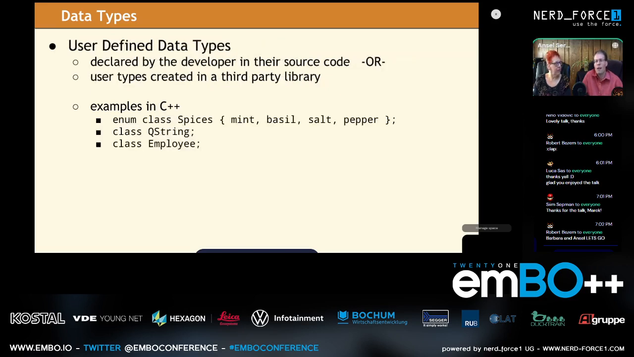There's also the idea of user-defined data types. This is any data type that is declared by you, the developer, in your source code, or it's declared by some third-party library. It's not provided as part of the standard. So in C++, anytime you declare an enum, that's declaring a new data type. Also, anytime you declare a class or you use a class from some third-party library, that's also a user-defined data type, as well as being a compound data type.